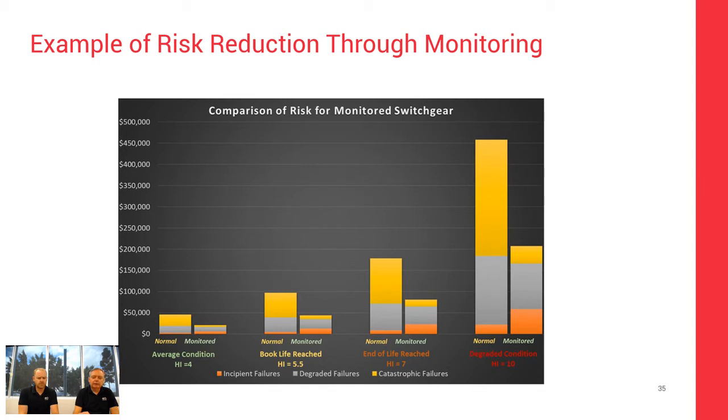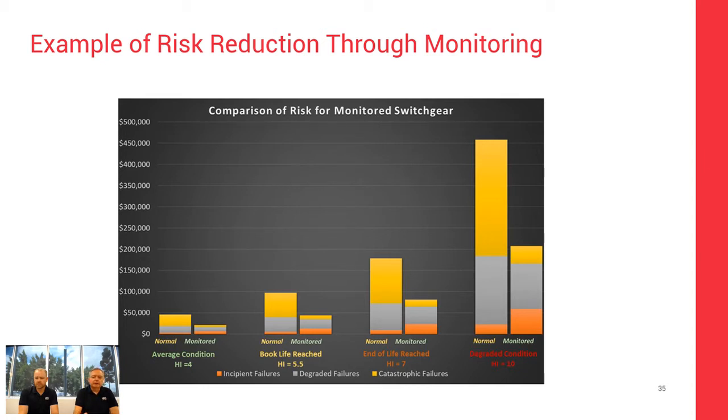Catastrophic failure is shown in yellow. A degraded failure, so relatively contained, is shown in grey, and an incipient failure is the one where we've gone in and we've been able to take it out. So the previous case study was an incipient failure. There is some cost to go in there to look at the VT, take the VT out, replace the VT. But what we're trying to do is reduce the disruptive failures, catastrophic failures, and drive them down into the orange levels.